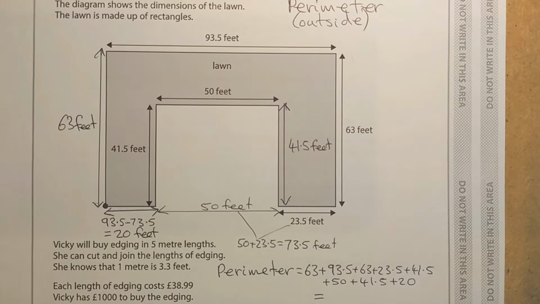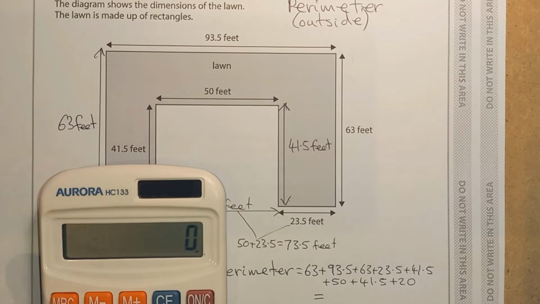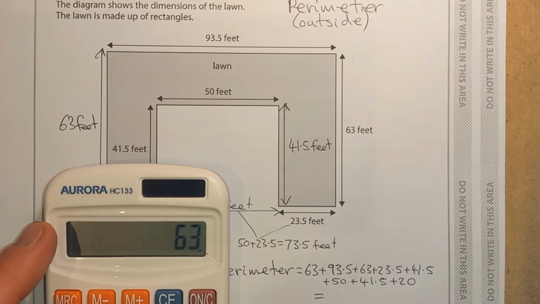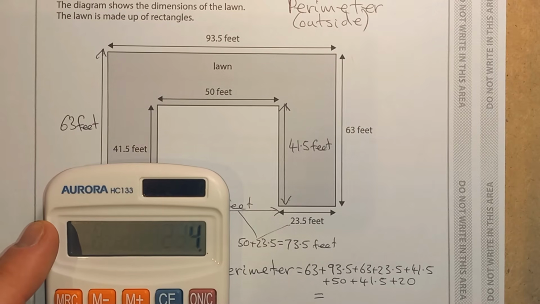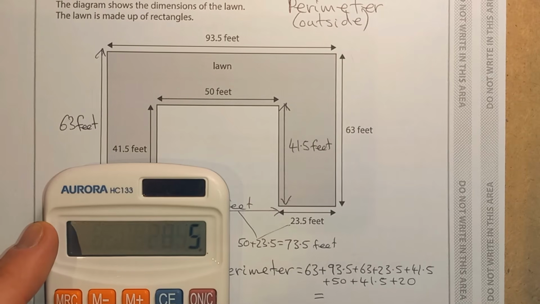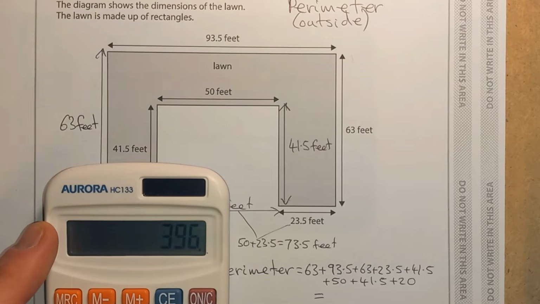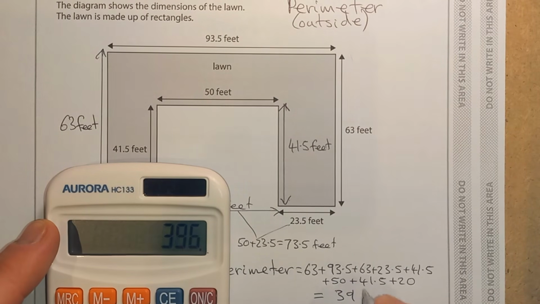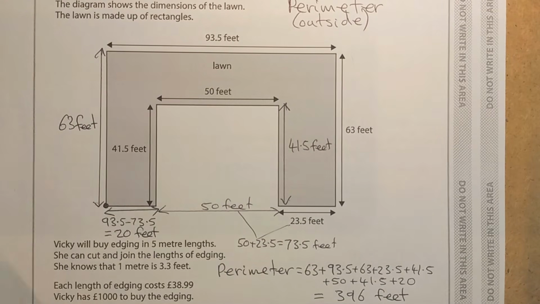Okay, so let's see what we get if we add that all together. So 63 plus 93.5 plus 63 plus 23.5 plus 41.5 plus 50 plus 41.5 plus 20, and we get a total of 396 feet.